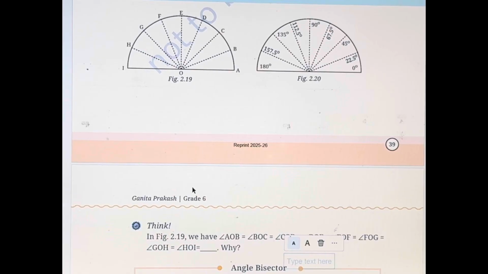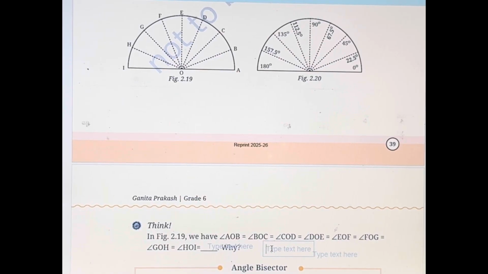So let us see, there is a question based on this protractor. It is given that angle AOB is equal to angle BOC is equal to COD is equal to DOE is equal to EOF is equal to FOG is equal to GOH and is equal to HOI. And what is it, each measures? Each measures, we already found out, it is 22.5. But why are we getting this as 22.5?